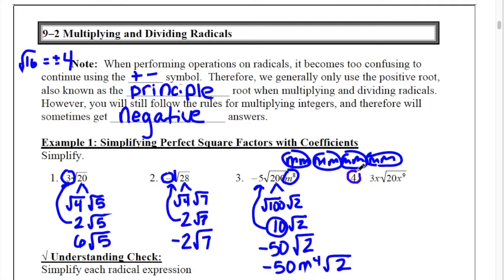See if you can try number 4 by yourself by pressing pause and then working it out and then pressing play to see how you did.